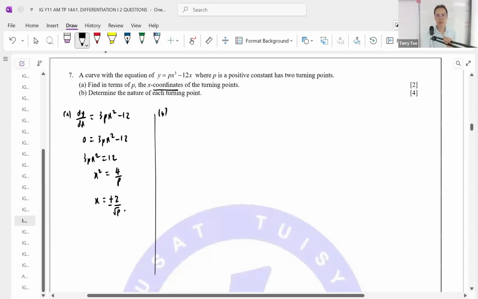Now, to determine the nature, we do second order differentiation, d2y/dx squared. Differentiate this, it will be 6px. Then you sub in the two values. The first one is negative 2 over square root p. Your d2y/dx squared is 6p times negative 2 over square root p. Cancel them: negative 12 square root p.